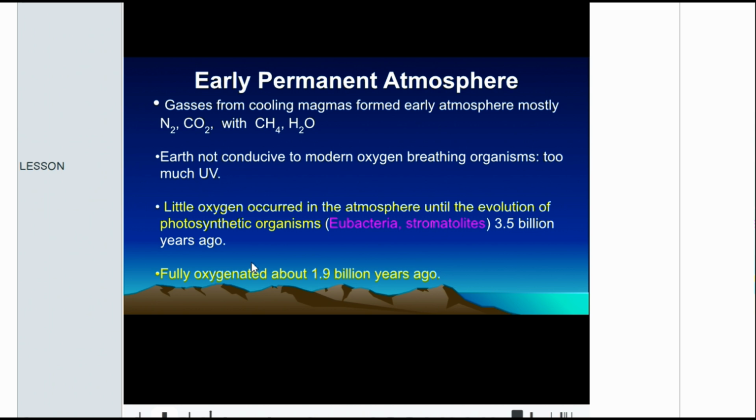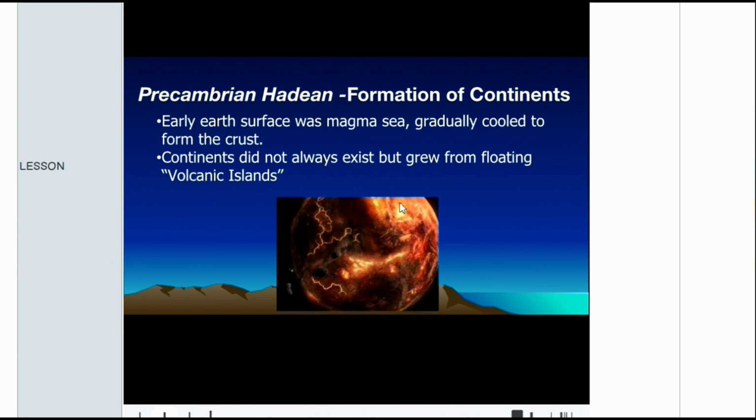At the time, it was organisms that use carbon dioxide and turn it into oxygen. So Eubacteria and Stromatolites. This is about 3.5 billion years ago, and we didn't get fully oxygenated until just under 2 billion years ago. So we are going to be in the Archaean time period here once we get into that area of time.